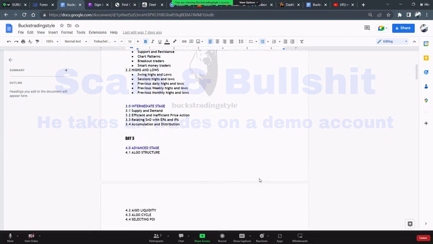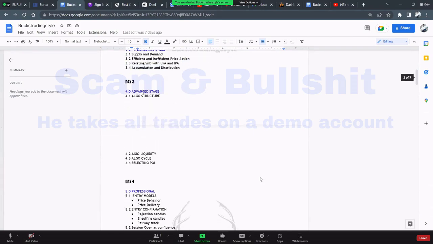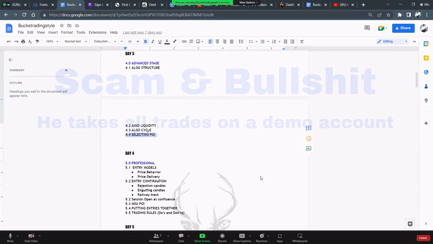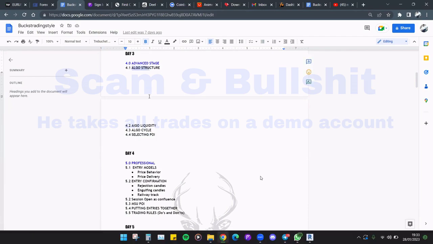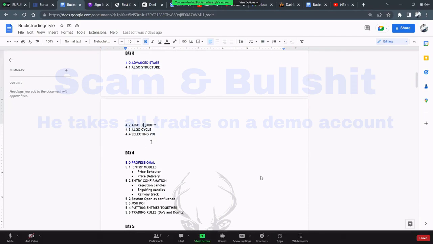Then the third day of the mentorship is when we'll be going into the advanced stage, which is where we'll be talking about algo, okay? Algo structure, algo liquidity, algo cycle, and selecting POI. This is where we talk about everything about algo structure.